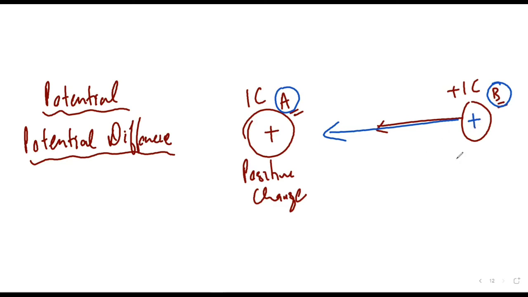Sir, I'll repeat my question. This A is plus 1 coulomb charge, and this B is plus 1 coulomb charge. Mr. Shivang, do you think comfortably you will be able to bring this very, very close to this? No, sir. Why, Mr. Shivang? Because they are like charges.